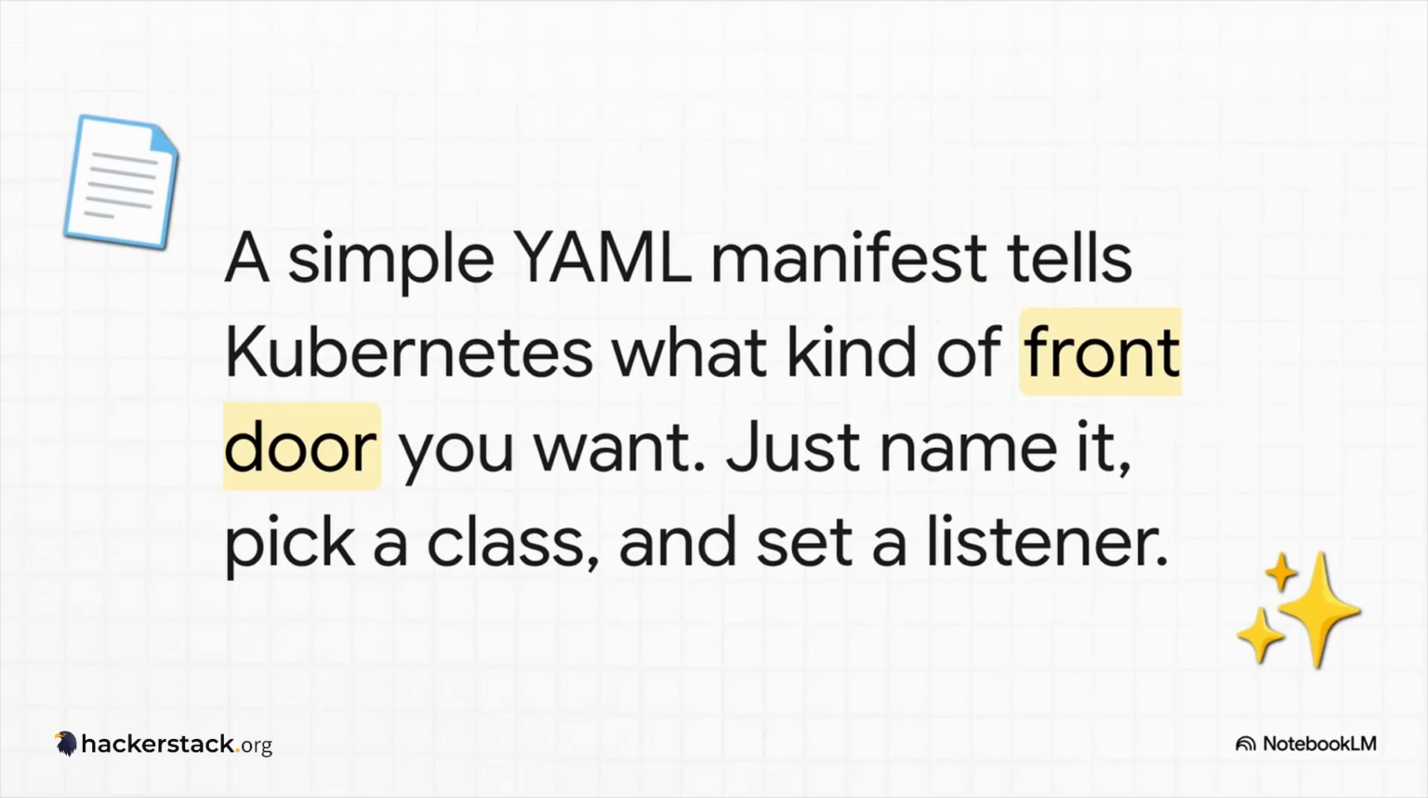Next, we actually create our gateway with this little piece of YAML. It's so simple. We just give it a name, tell it which gateway class to use, that fancy one we just picked, and then we tell it to listen for regular web traffic on port 80. We apply this config, and that's when the magic starts.